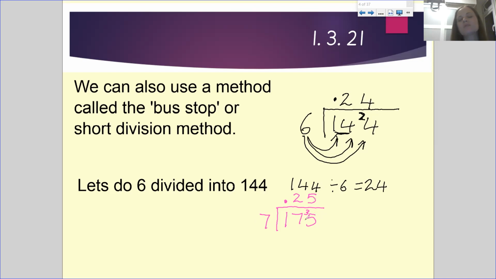But obviously, if it didn't go equally into it, for example, if this was a 6, 7 goes into 14, and then you've got 3 left over, and then it goes into 35 5 times with a remainder of 1. So we could do it that way. So that's what happens if you have a remainder.